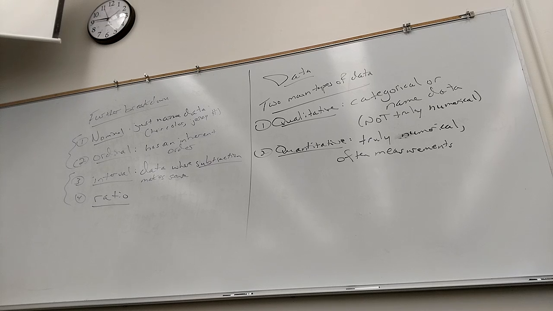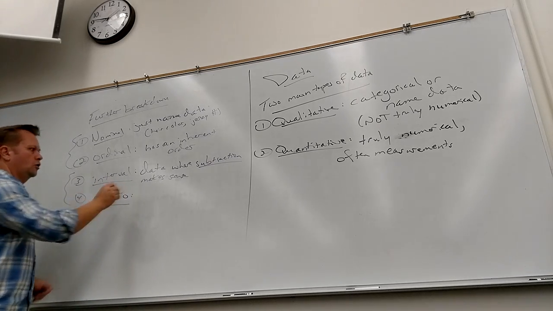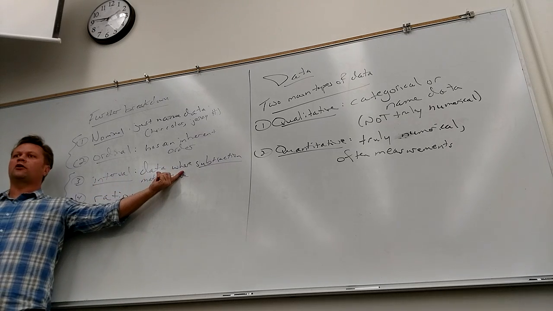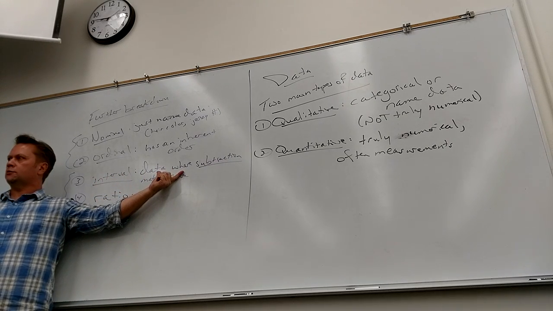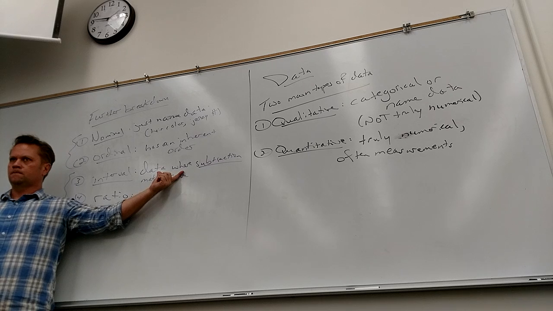1995 minus 1972? You get 23. What does that answer mean? Does it have a physical meaning? I've been roaming the earth for 23 more years than you, right? So year of birth would be interval data because subtraction makes sense.